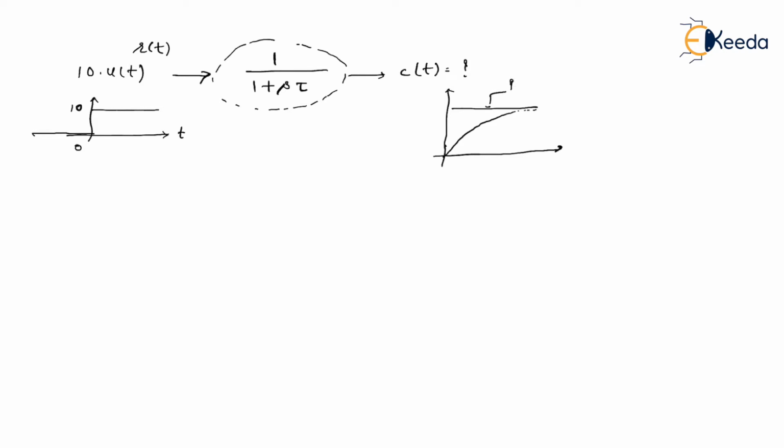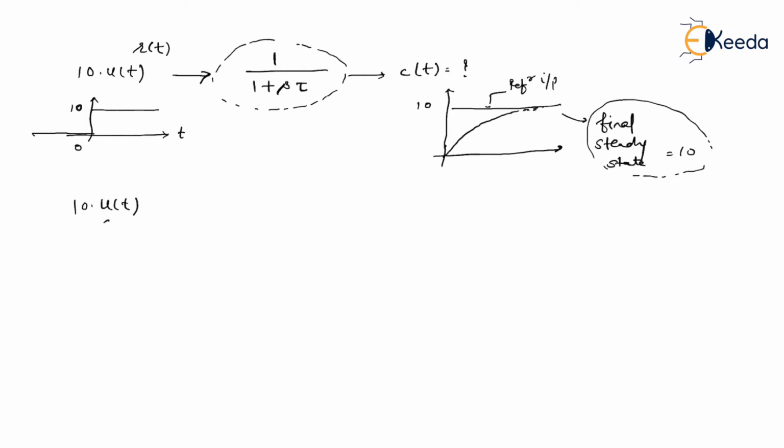So this is nothing but a reference input, which is 10, and then the final steady state value will of course be equal to 10. Am I right? But in this case, for the same input, that is 10 times u of t, which I'm drawing over here, is now given to a system which looks like this.